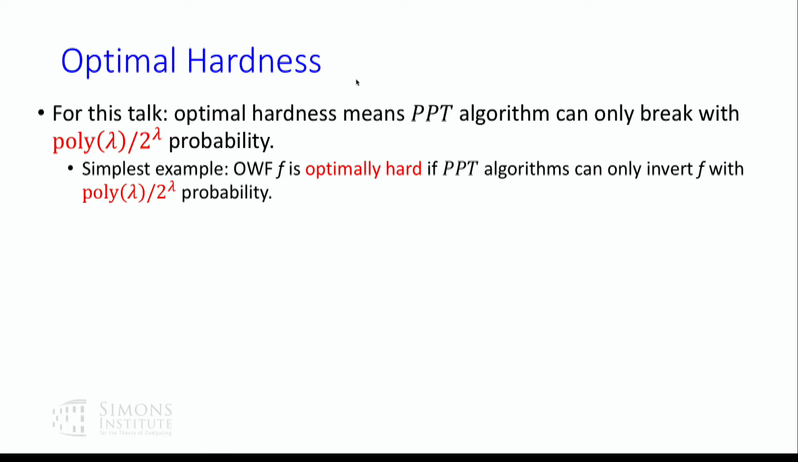But the example you should think of is if you have some one-way function f, the optimal hardness of f means that you can't invert f with better than poly in the security parameter over 2 to the security parameter probability, where the input length to this function is lambda. So it's a strong assumption, but on the other hand, a couple of things.